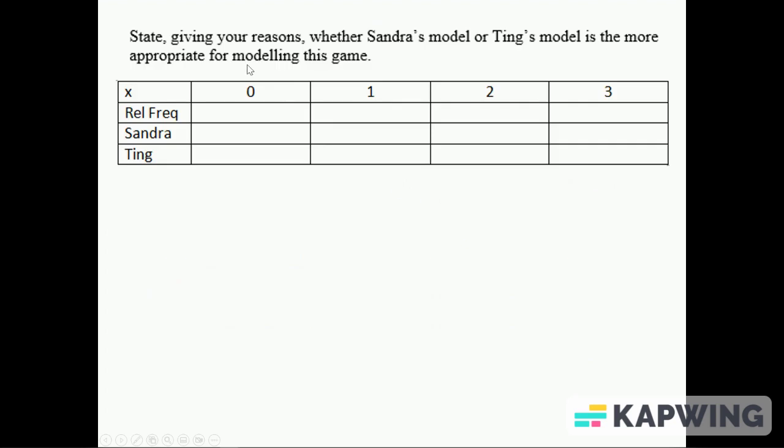And then it said, state, giving a reason, whether Sandra's model or Ting's model is the more appropriate for modelling this game. Now, the relative frequencies, looking back at the table at the start: 20% of the kids didn't get any in. It was 16 out of the 80. 45% got 1 in, 30% got 2, and 5% got 3. Comparing it to Sandra's probabilities, it's not too bad. It's not a bad effort, Sandra.